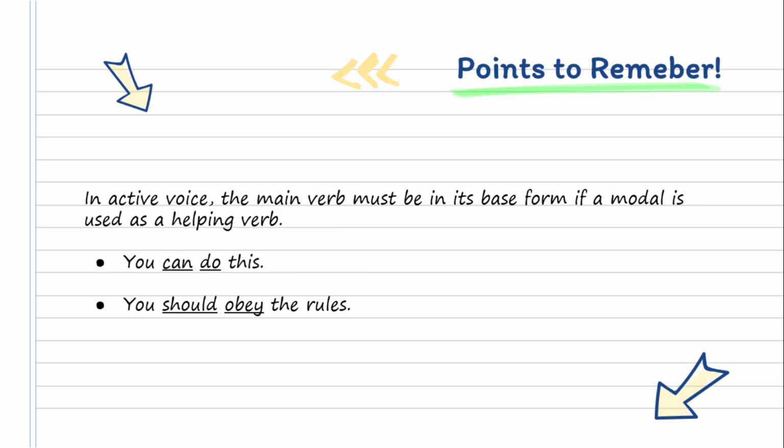In active voice, the main verb must be in its base form if a modal is used as a helping verb. For example, you can do this. You should obey the rules.